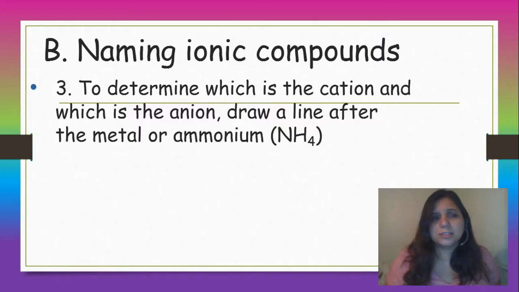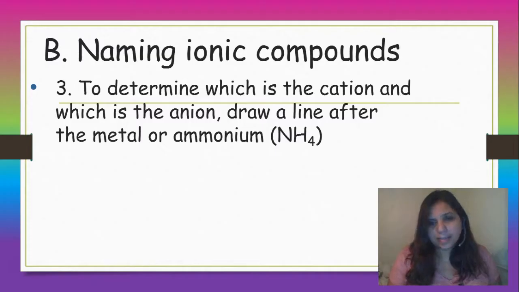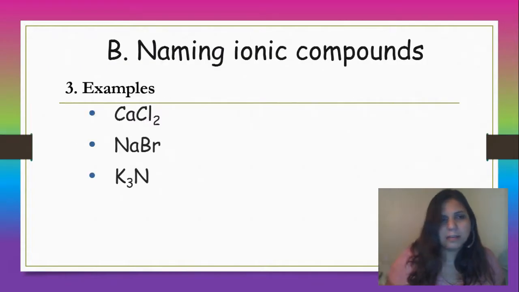Okay, this is just a little hint here. To determine which is the cation and which is the anion, it's helpful to draw a line after the cation, which is a metal, or it could be ammonium. That just separates cation from anion. Name the cation first, the anion second. So let's do these three examples.